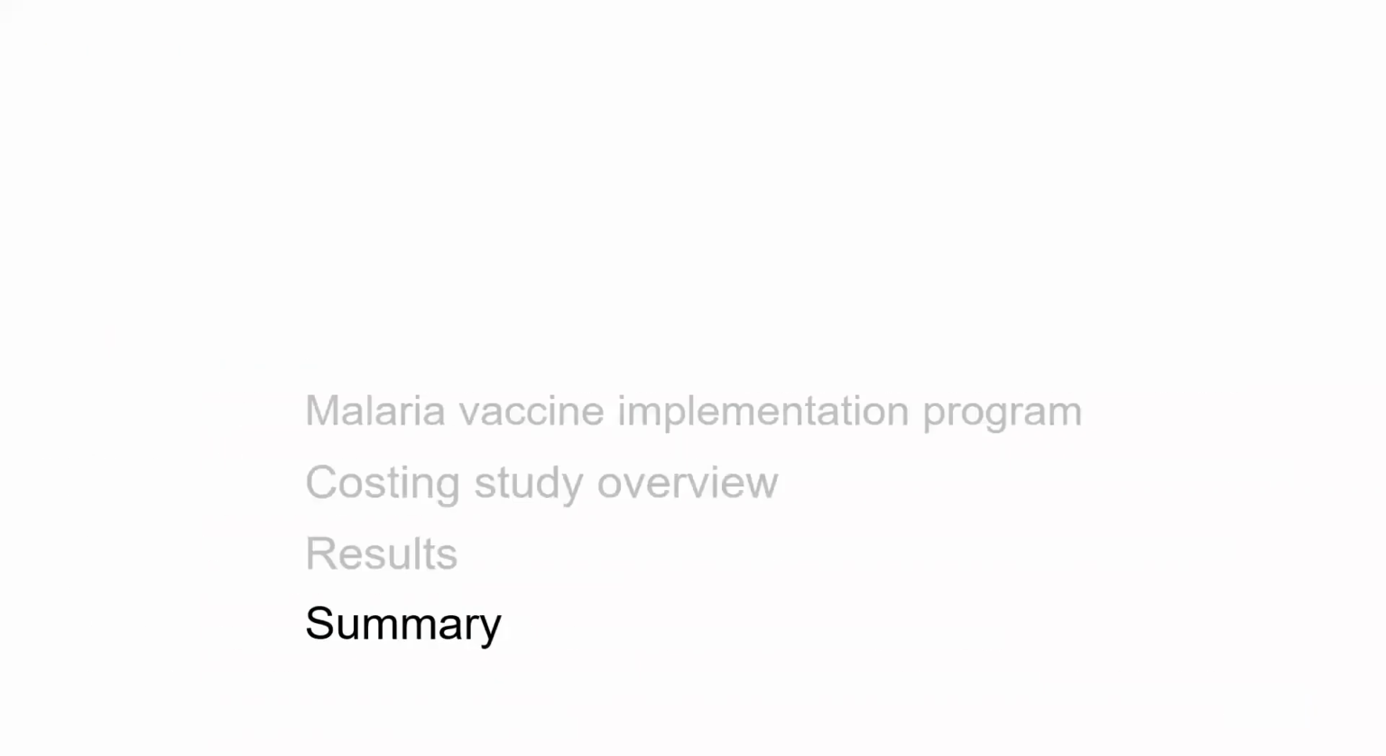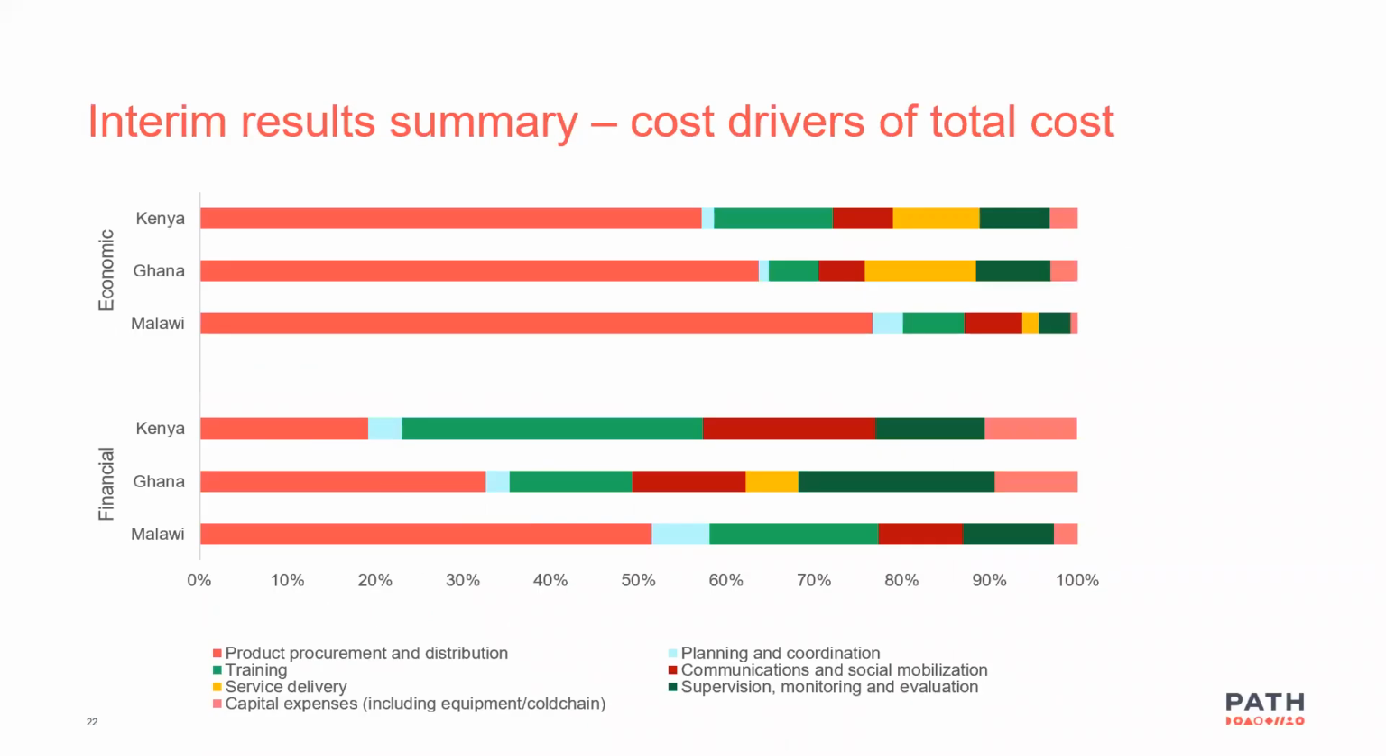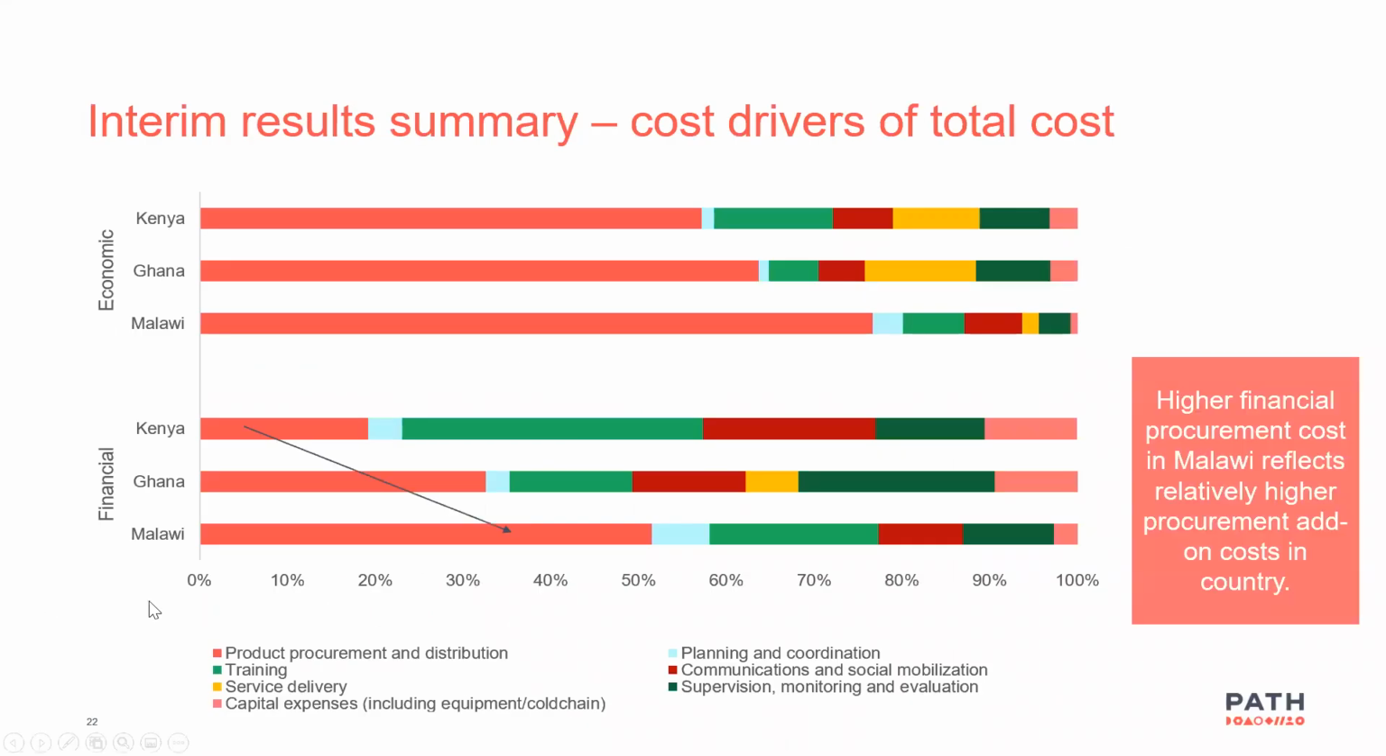I was just curious to know, one of the slides you had showed service delivery costs as a driver of financial costs in one of the countries, and I was curious about that slide in Ghana. Yes, this one. What was driving that?